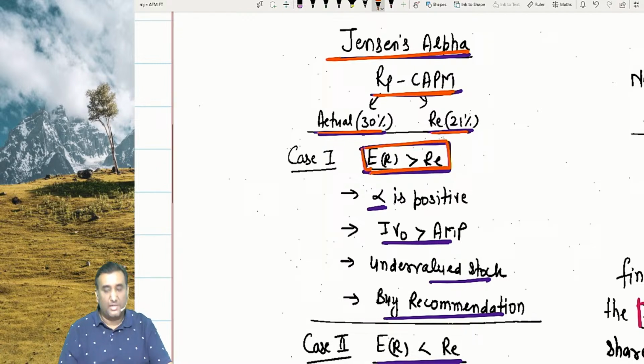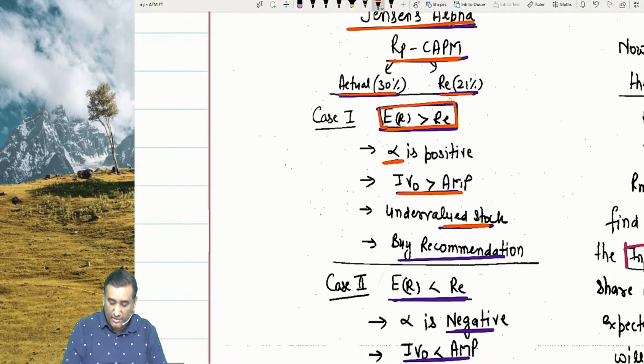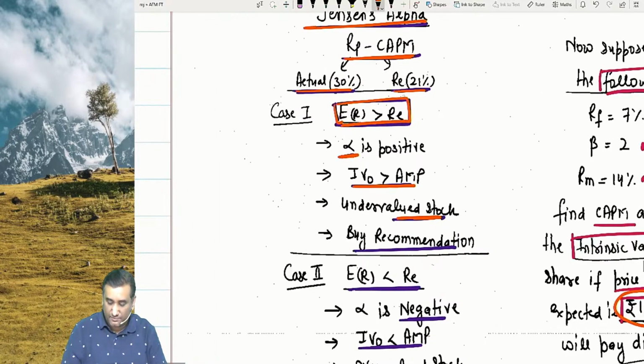Then we say the expected return, or actual return, is more than RE. RE is given by Kpm. If Jensen's alpha is positive, we say what we are actually earning is more than the requirement. Alpha is positive, intrinsic value will be greater than the actual market price. This is called an undervalued stock, and we have a buy recommendation.